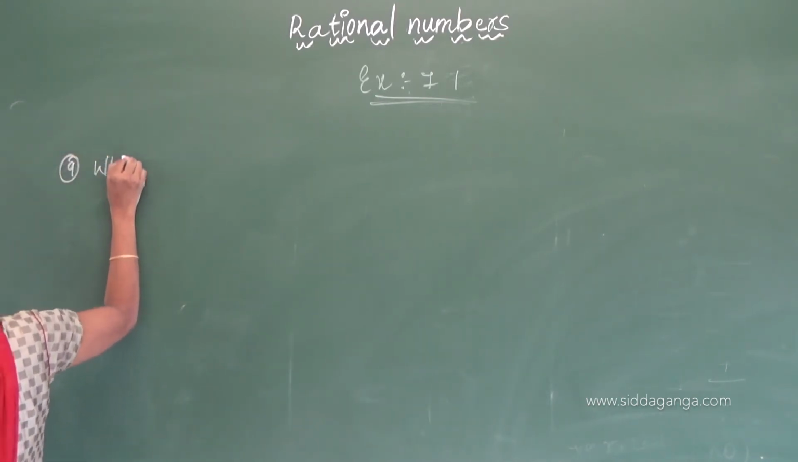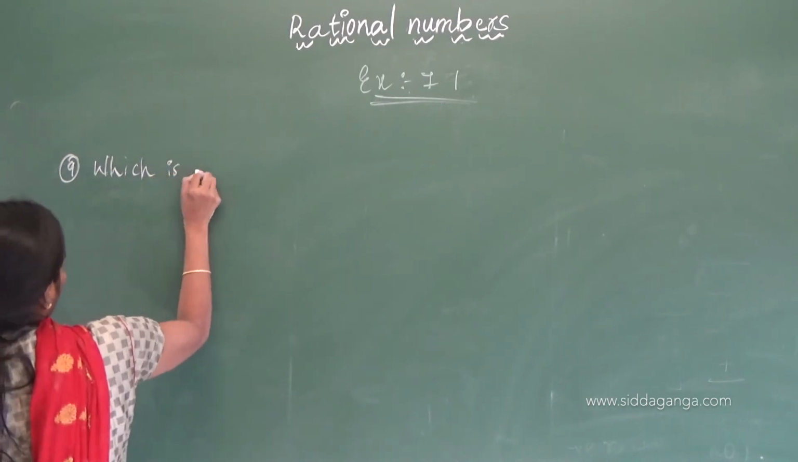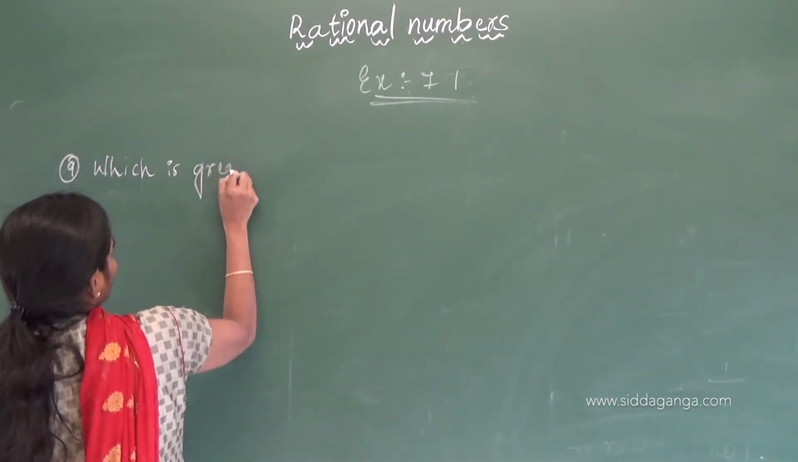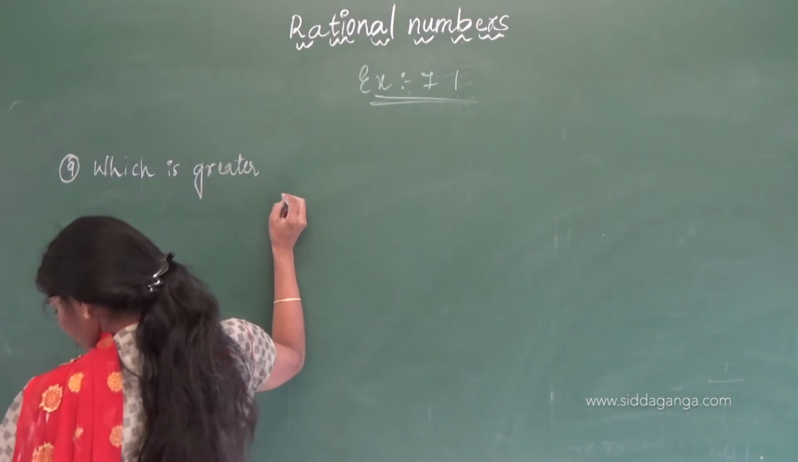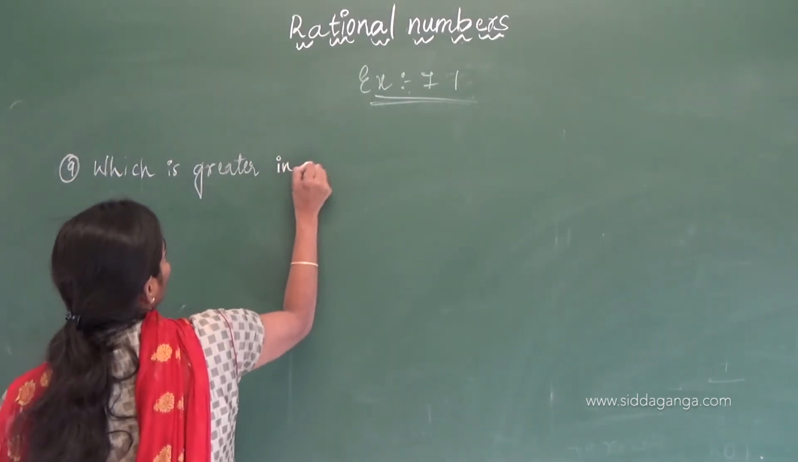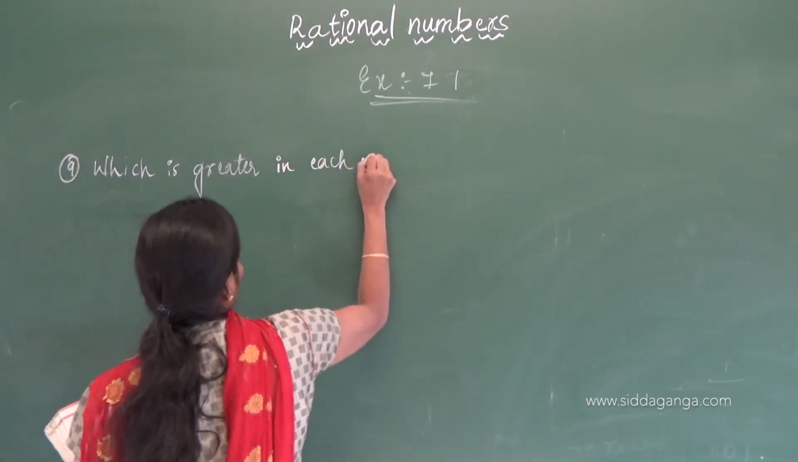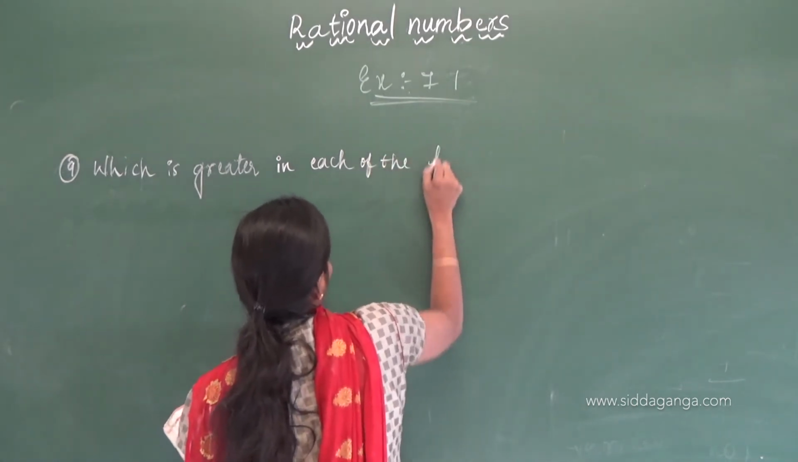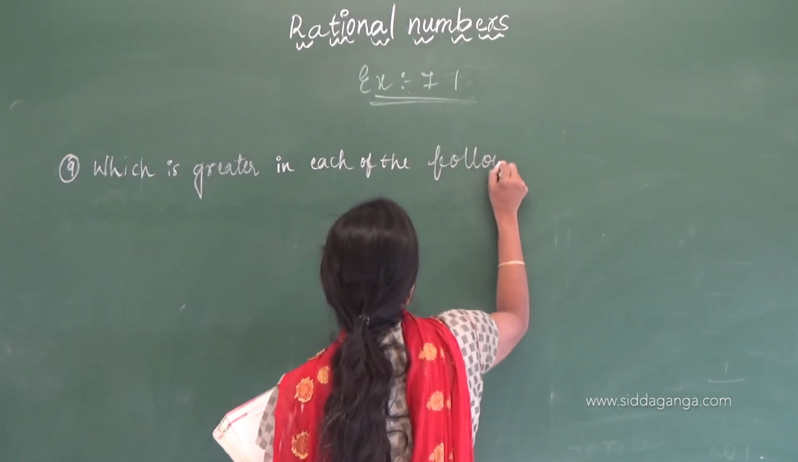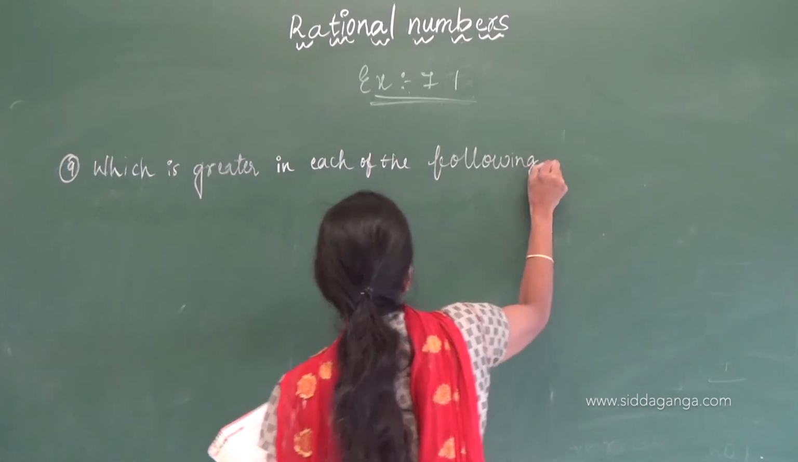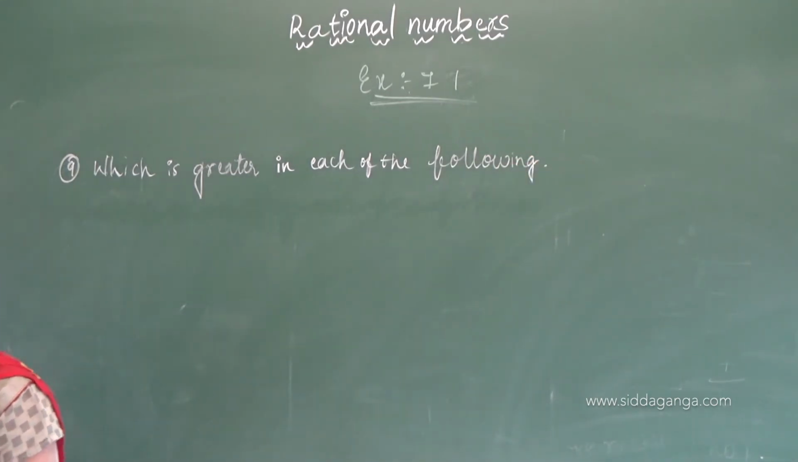Which is greater in each of the following? How did we do the greater than and less than symbols? By putting greater than and less than symbols, how do we find the greater one between two rational numbers? The same logic we have to use here.